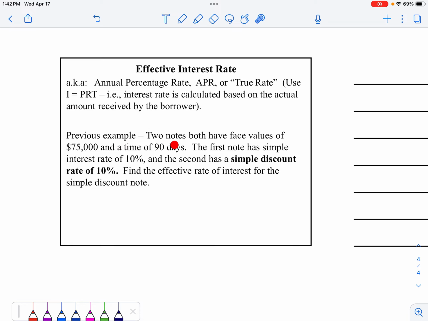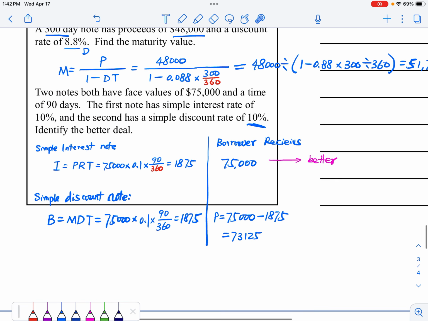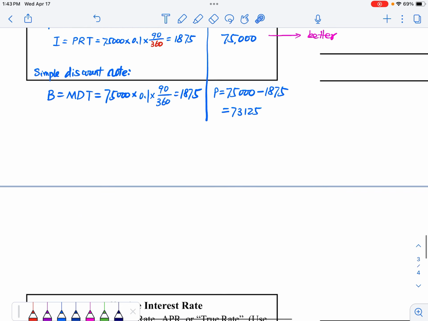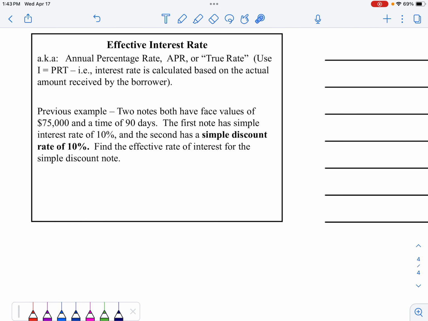Now from the previous example, we compared simple interest notes and simple discount notes. In the simple interest note scenario, the true rate is 10%. That's the so-called APR, annual percentage rate. That's the true annual percentage rate. This is not. This is the simple discount note. The 10% is not the true rate. Let's find its effective rate of interest for this scenario. We are going to find the effective rate of interest for the simple discount note.